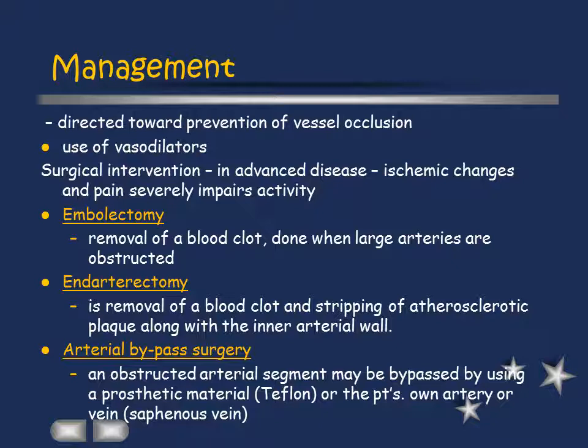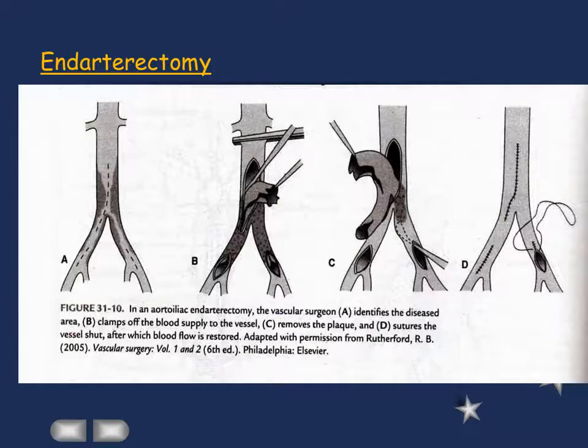Then endarterectomy. It is the removal of a blood clot and stripping of atherosclerotic plaque along with the inner arterial wall. Then arterial bypass surgery. An obstructed arterial segment may be bypassed by using a prosthetic material, that is Teflon, or the patient's own artery or vein, that is the saphenous vein. That is arterial bypass surgery.